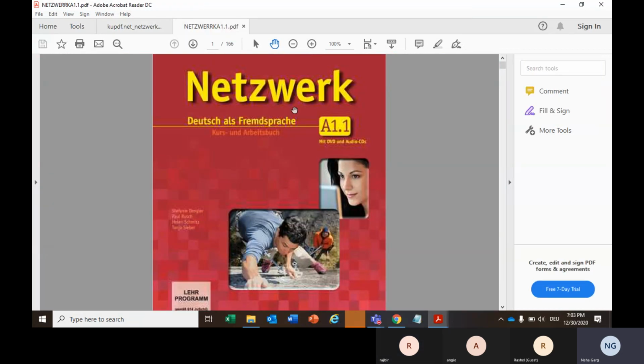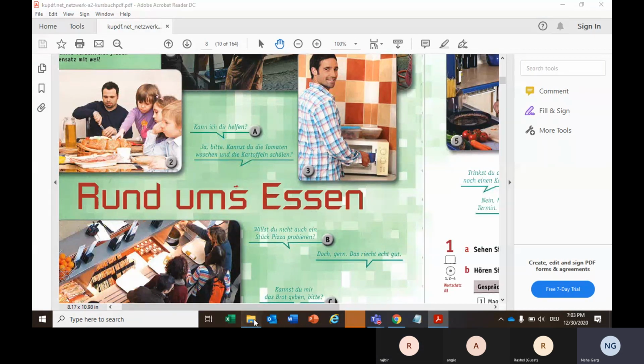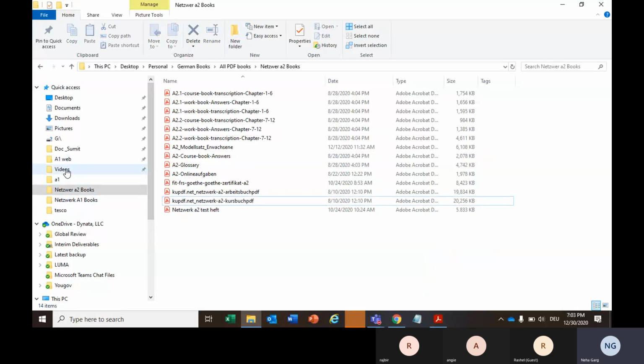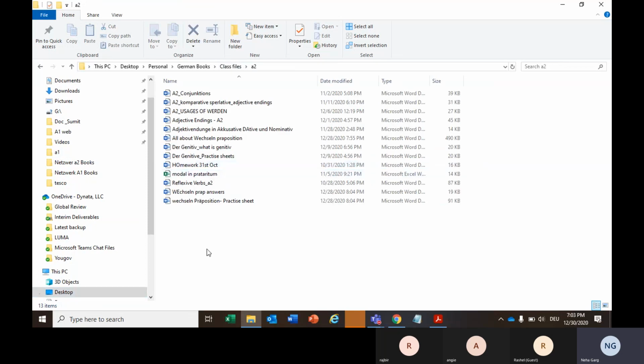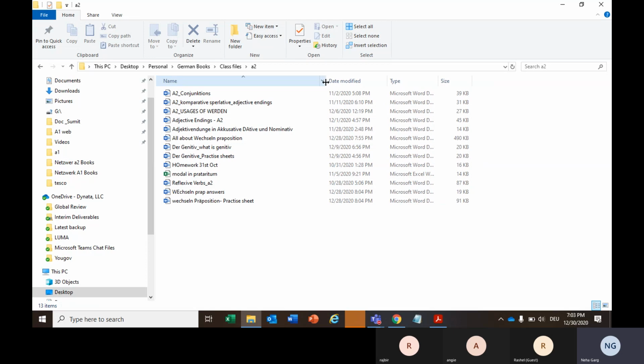Okay, so if I talk about the grammar topics, let me give you a quick overview of what topics we would be having in A2. We will have reflexive verbs. What reflexive verbs are, you'll get to know when I explain it. I'll just give you a list of what we have. We have conjunctions, which are basically the connectors. Then we have comparative and superlative forms, adjective endings, and how we use werden. Then we did the Wechsel prepositions already.